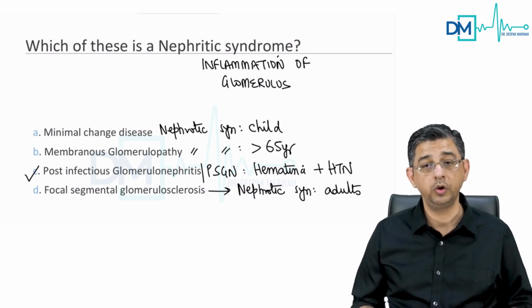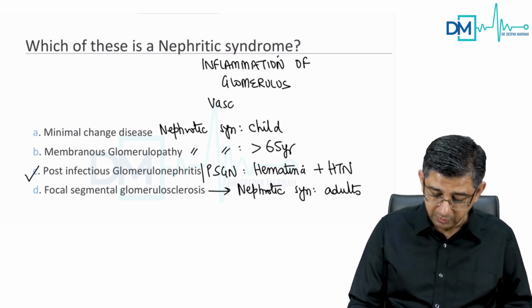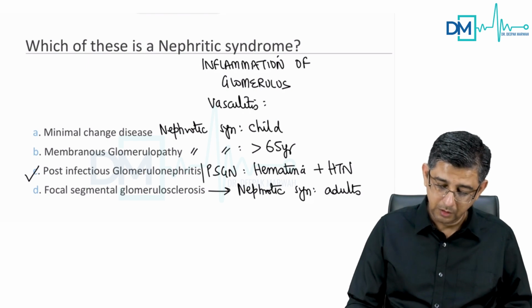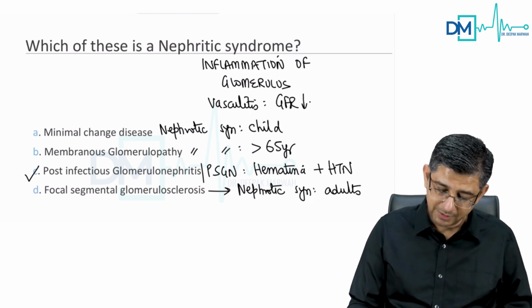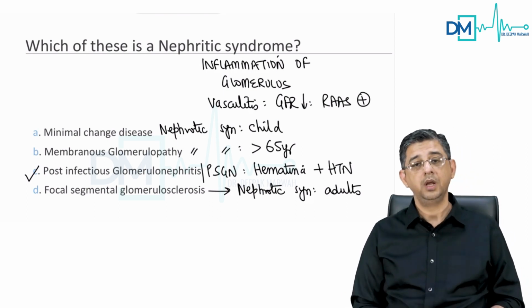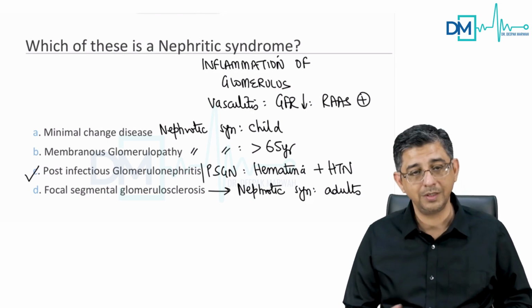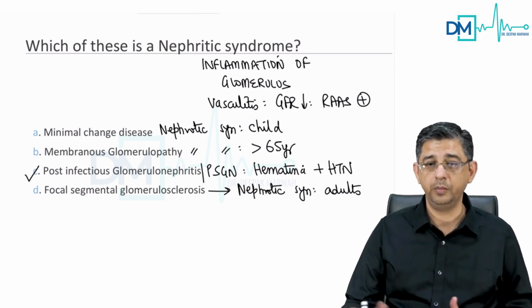In this case, there would be gross hematuria, and because there is a vasculitis, there is damage to the blood vessels of the kidney, so the glomerular filtration rate would be less. That will stimulate the RAS system, and the stimulation of the RAS system would result in high blood pressure developing in the patient. So which of these is a nephritic syndrome? The answer is C, post-infectious glomerulonephritis.